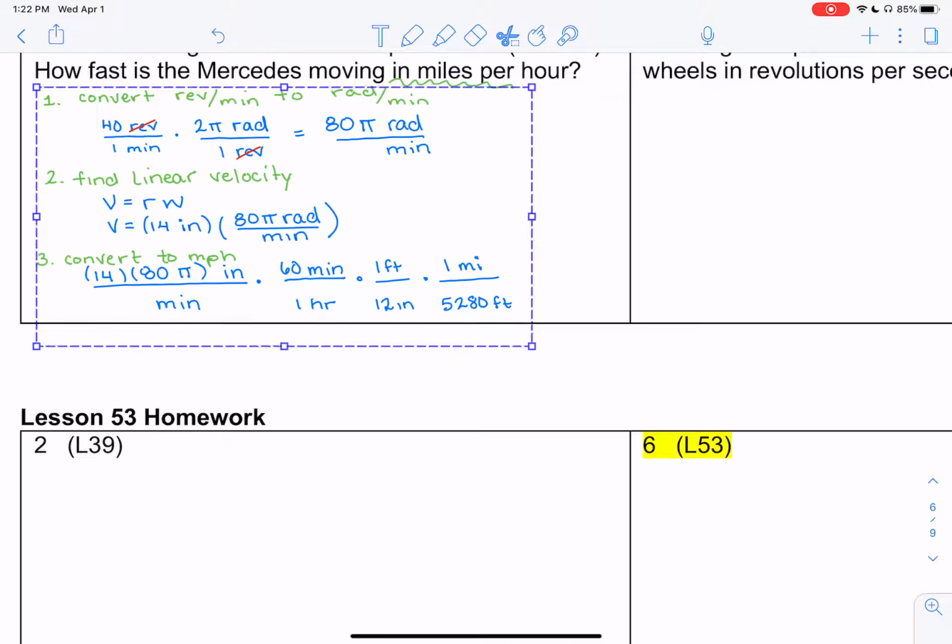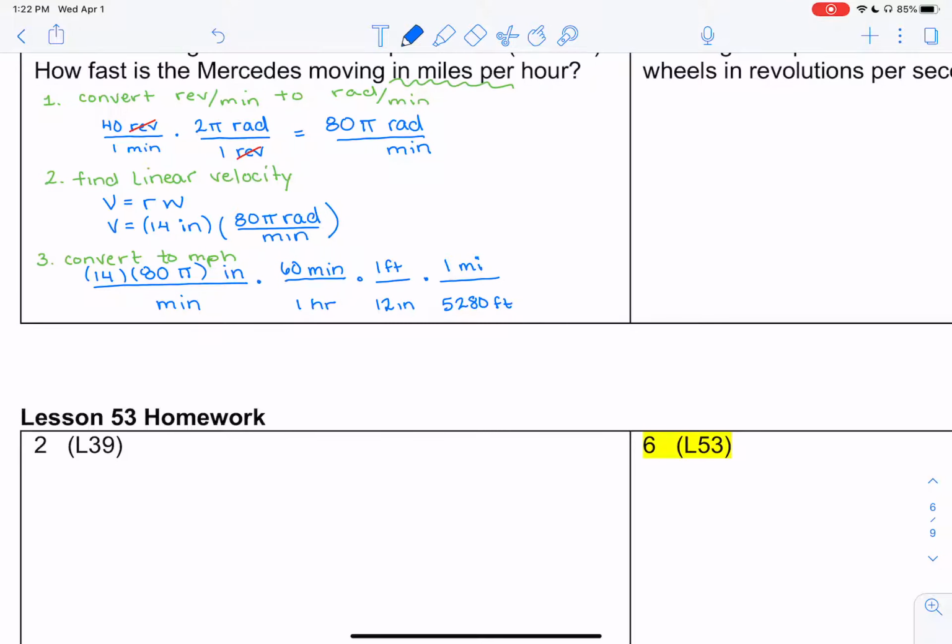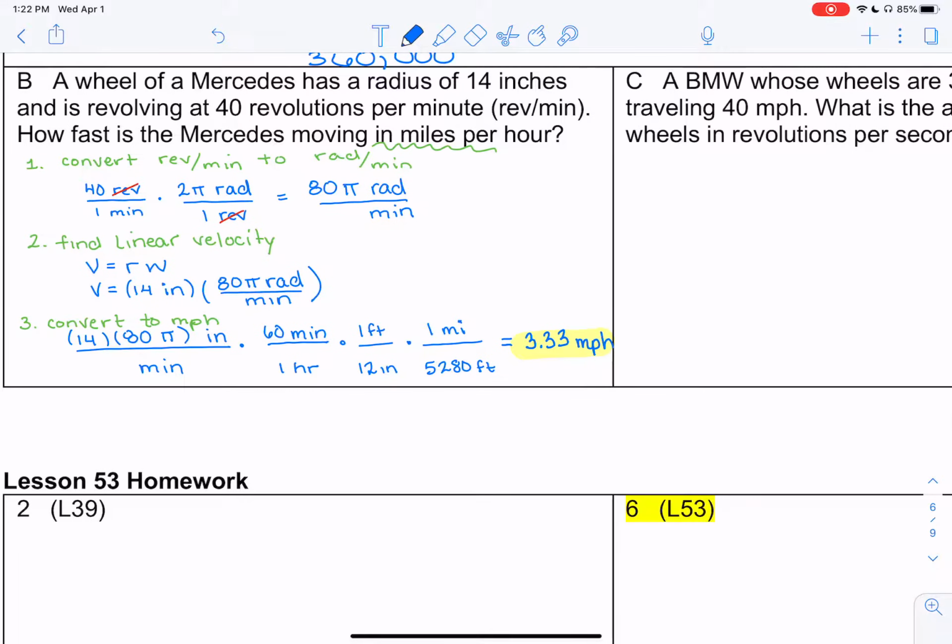I'm just going to squish this on here. And I would plug in all of that into my calculator, including the pi button. And then my result was 3.33 miles per hour. All right, that was question B. Now we're going to go over here to question C.